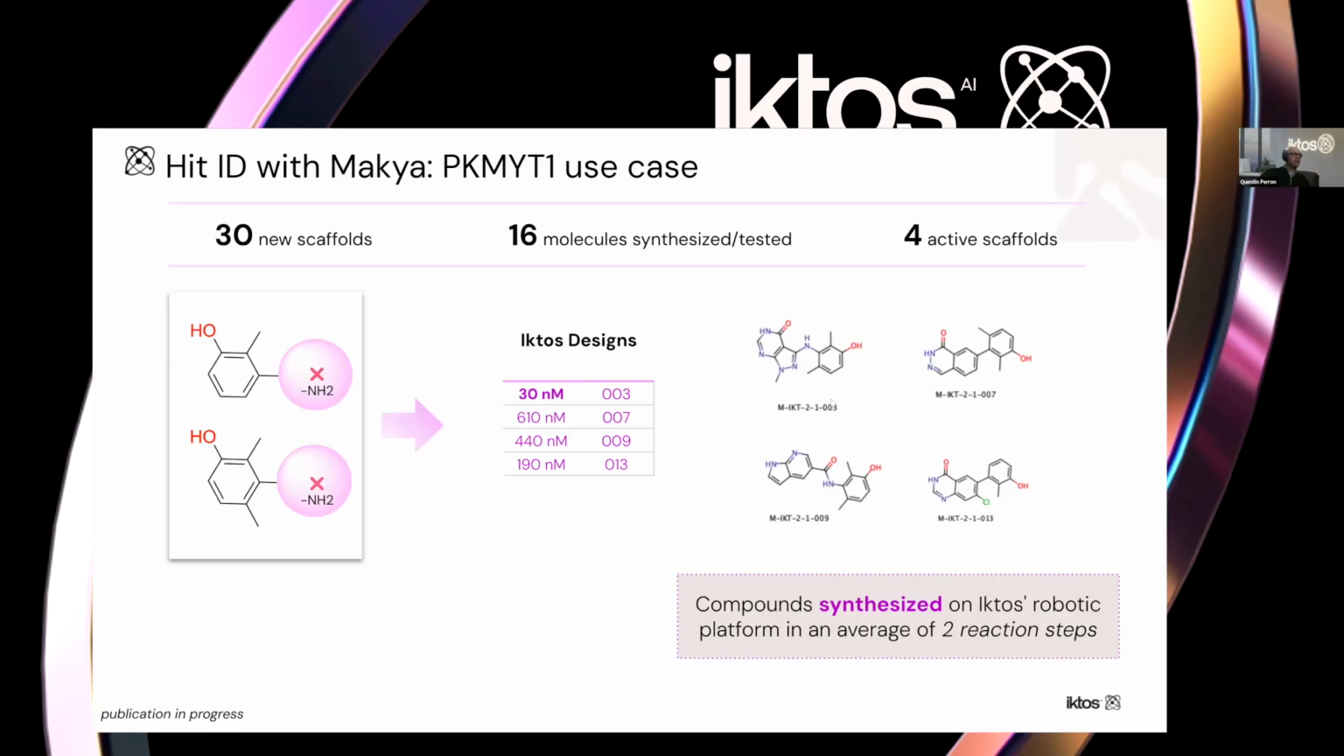As you can see, 003 has a 30 nanomolar activity, and the others are sub-micromolar activity. And it was in only 1 DMTA cycle. So it was a very efficient approach. At the same time, in terms of diversity and novelty, it's a success, but also in terms of synthetic feasibility and synthetic access, only 2 reaction steps done on our robotic platform.